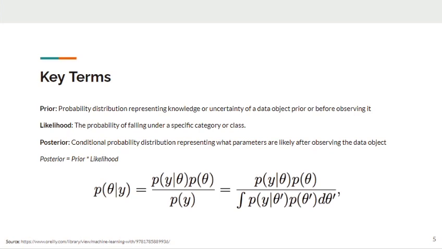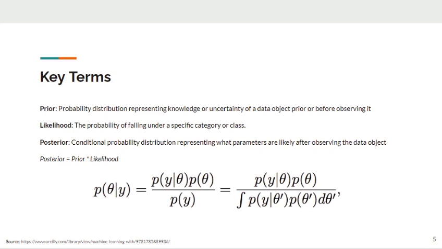And here I would like to mention some key terms that are required before going ahead with this presentation. The first one is prior. What is it? It is a probability distribution representing knowledge or uncertainty of a data object prior to, or before, observing it. The second one is likelihood. Likelihood is the probability of falling under a specific category or class.